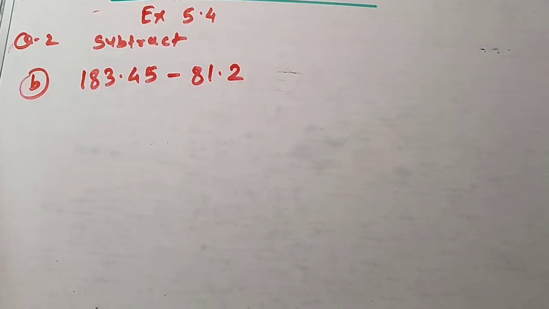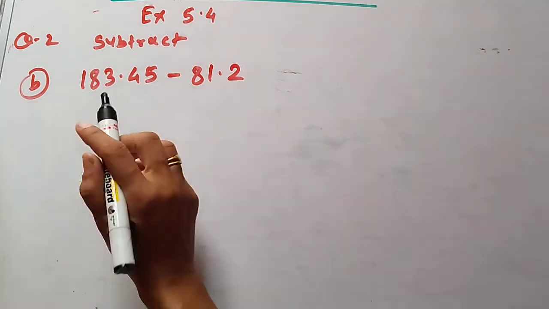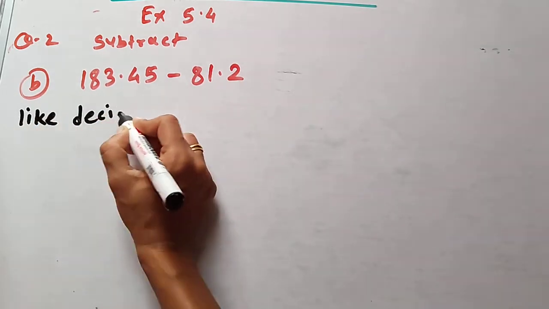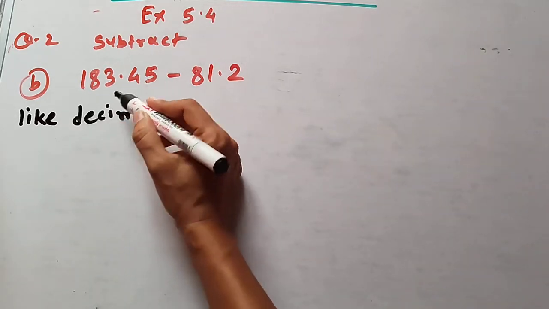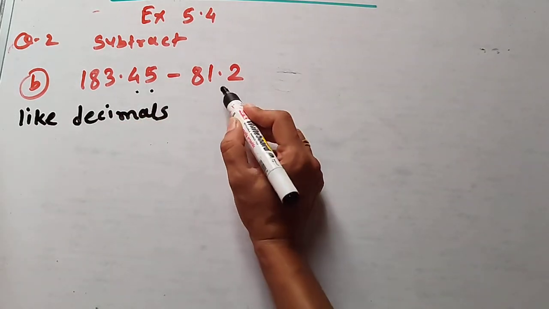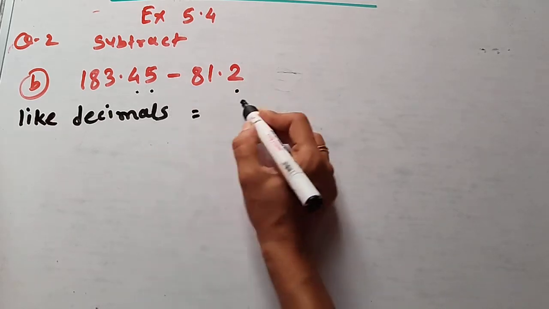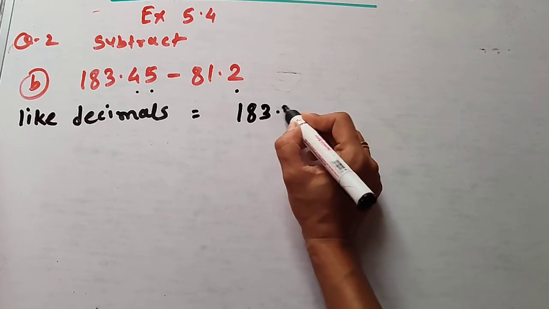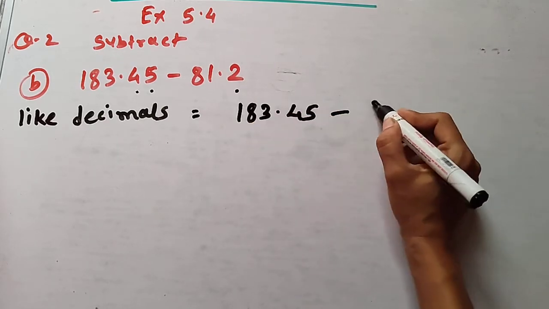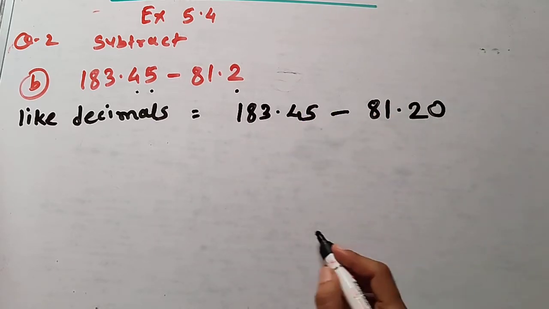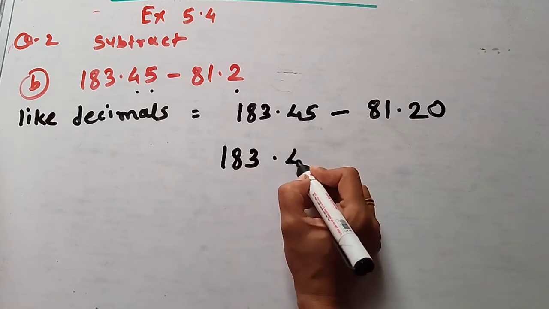Now see, this is a question from exercise 5.4. 183.45 minus 81.2. First step, you have to make like decimals. Which are the like decimals? Here after the decimal point how many digits? 2 digits. But here after the decimal point is 1 digit. So you have to make like decimals by putting one more 0. 183.45 minus 81.2, here is 1 digit, so you have to add one more 0. Now you have to arrange the numbers in a column and then do the subtraction.